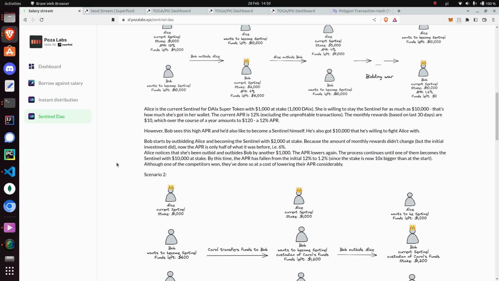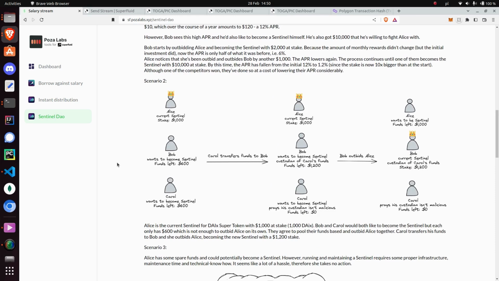But let's talk about scenario two now. Let's say you also have Alice, who is the current Sentinel, and she's got $1,000 at stake. And you have two other players, Bob and Carol, both of whom have $600 each, and both of them want to become a Sentinel. Obviously, 600 is less than $1,000, so neither of them can become a Sentinel on their own. One thing they could, however, do is pool their funds together. So let's say that's what happens, and Carol transfers their funds over to Bob.